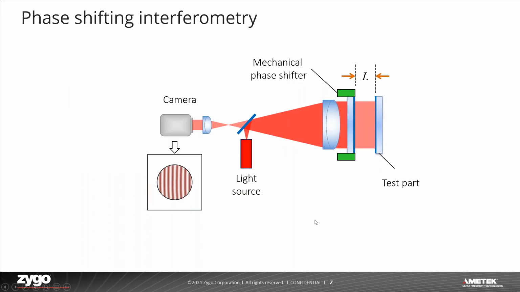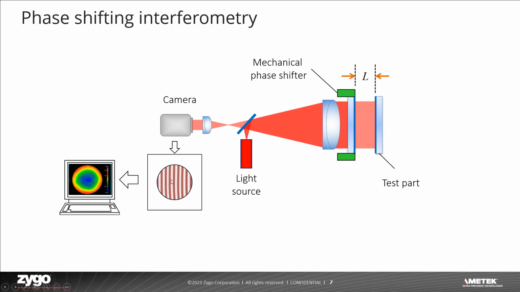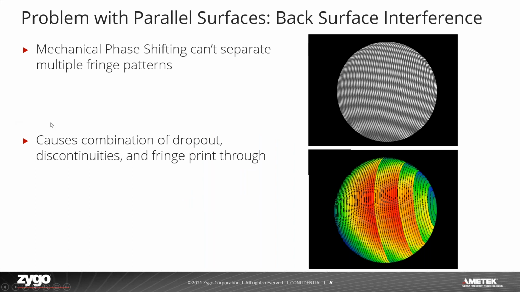So how does mechanical phase shifting work? With phase shifting interferometry, we have a mechanical phase shifter that physically moves the reference during a measurement, creating your interference signal. This length L changes over time, and that's how you get your surface data. Moving the reference is what modulates the interference signal. However, the problem with plane parallel surfaces and the back surface interference is the mechanical phase shifting can't separate these multiple fringe patterns. That's what causes the combination of dropout, discontinuities, and fringe print through that we see here.